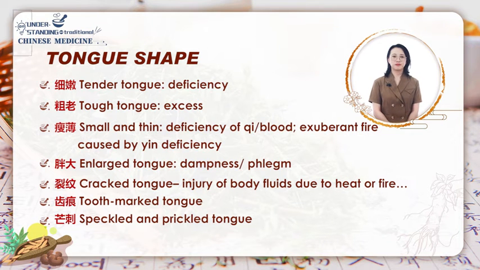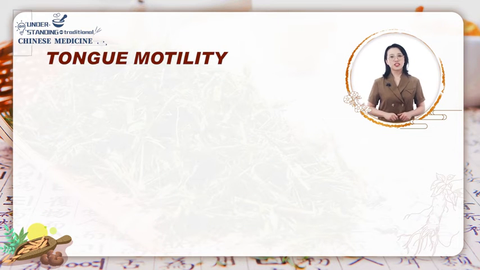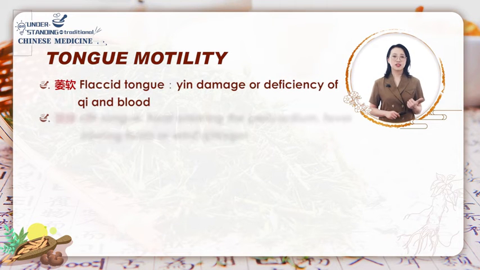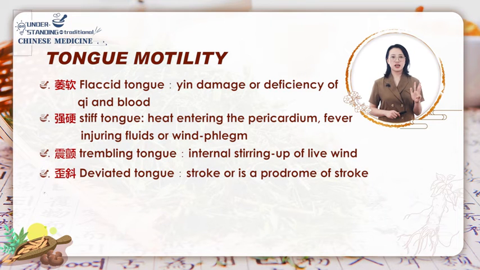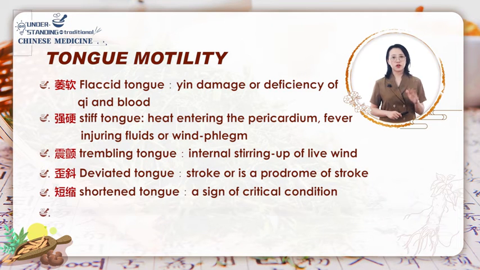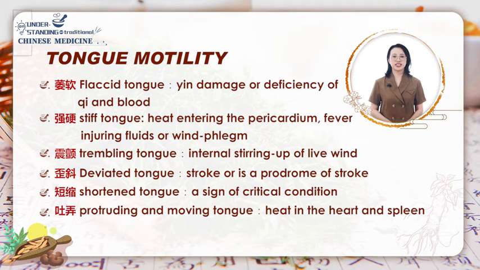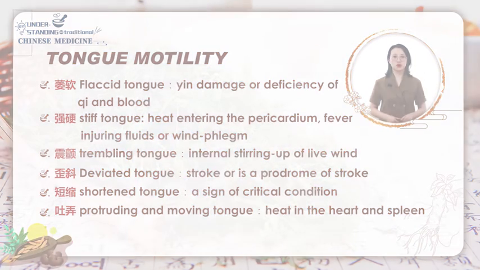The motility of the tongue focuses on six types: the flaccid tongue, stiff tongue, trembling tongue, deviated tongue, shortened tongue, or protruding and moving tongue. Each of them has typical clinical significance. Like the deviated tongue, it is often found in stroke situations or before a stroke.